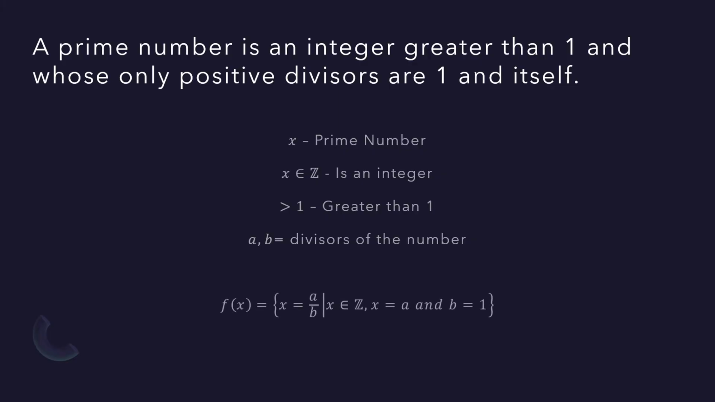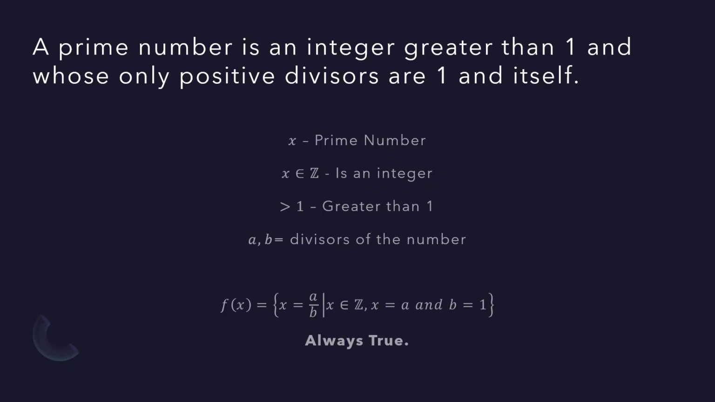we will have f of x is equal to a over b, where x is an element of the integers, and x is equal to a and b is equal to 1. What does that mean? The positive divisors are 1 and itself. Always true. So for a prime number, automatically, those are its only divisors, 1 and itself.